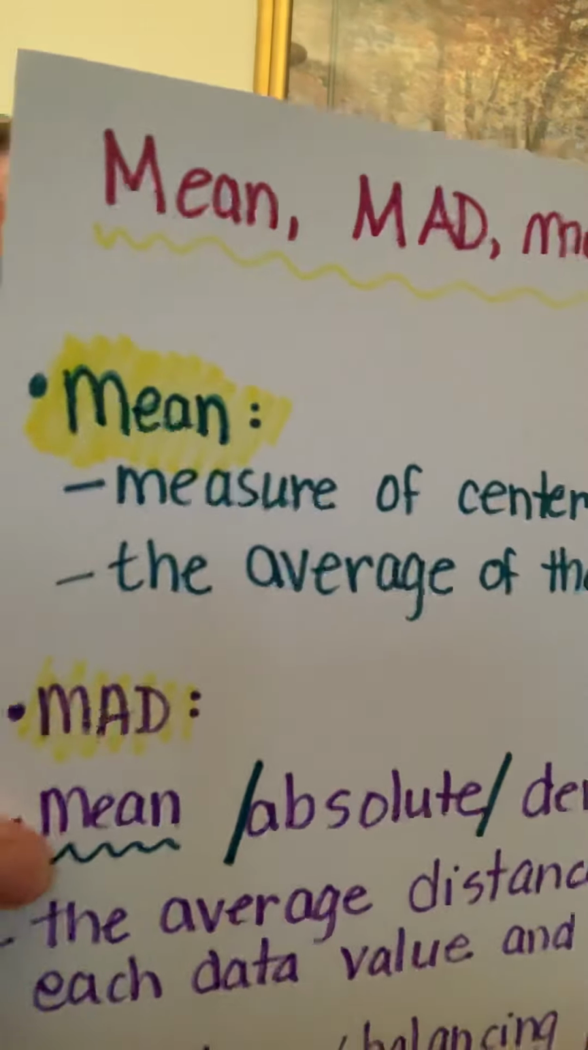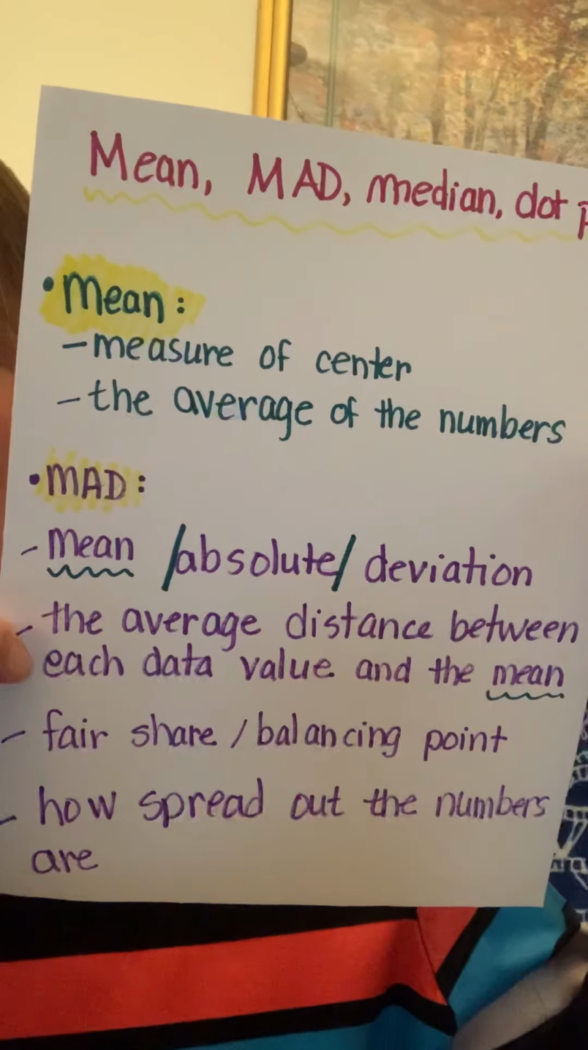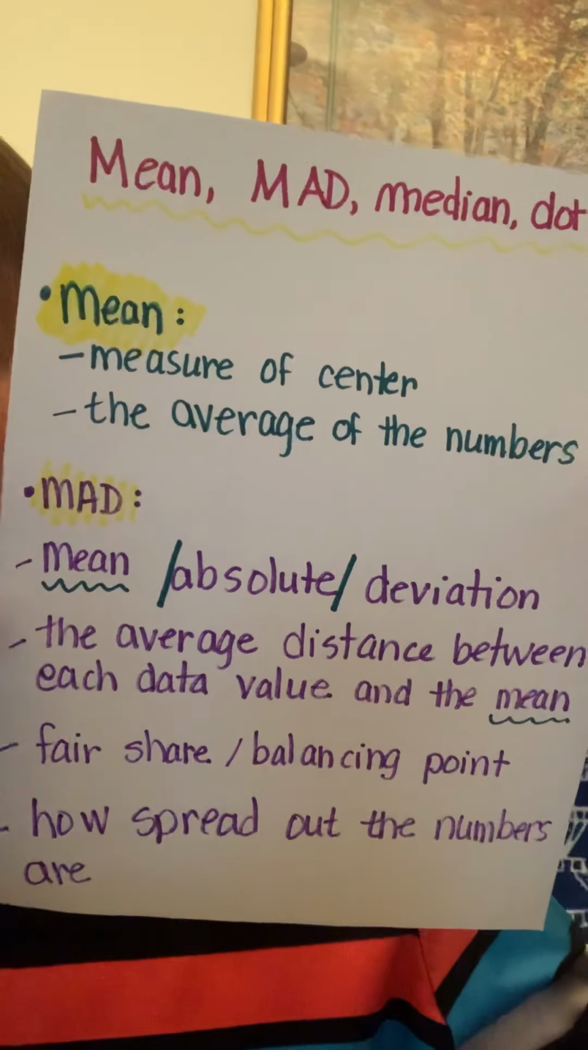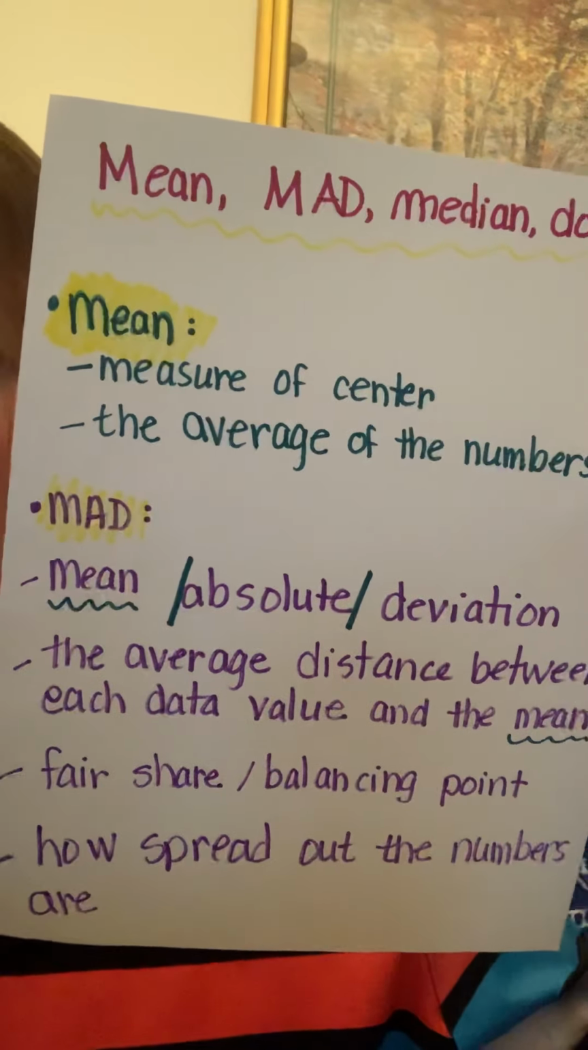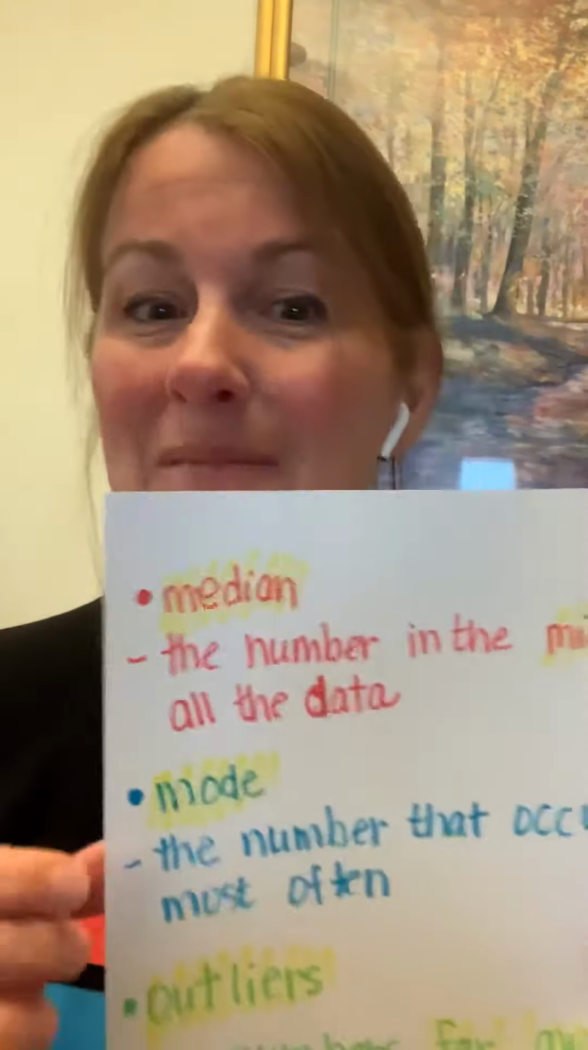So we're talking right here. Can you guys see that okay? This is the average distance between each data value and the mean. Super important to know what that is. On IReady, you're going to hear it called fair share and balancing point. And it's how spread apart the numbers are. When we do our dot plots and you get to see it, it's a lot easier to figure out what the MAD is, the mean absolute deviation. We're going to come back to that. Don't forget that.